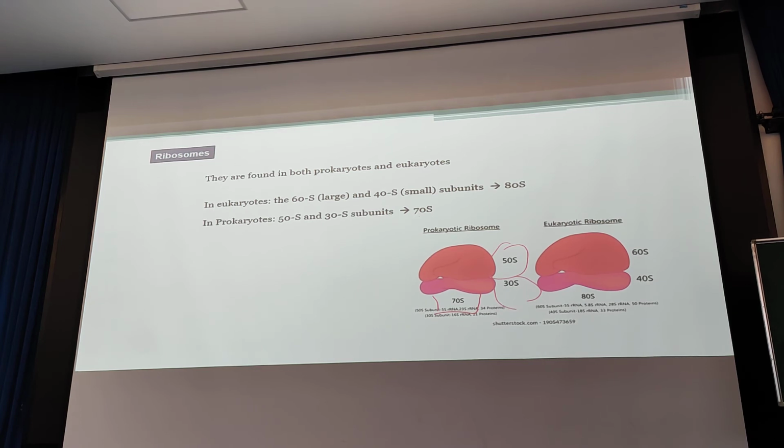So you know that the ribosome is the site of protein synthesis, so they do important functions in both prokaryotic and eukaryotic cells. And we can take advantage of these differences by producing antibiotics targeting the ribosome.